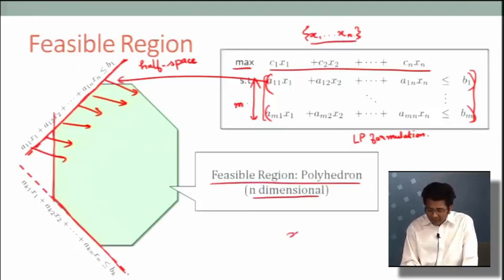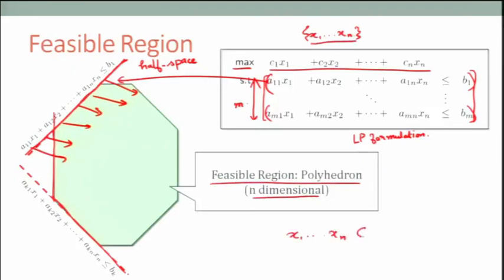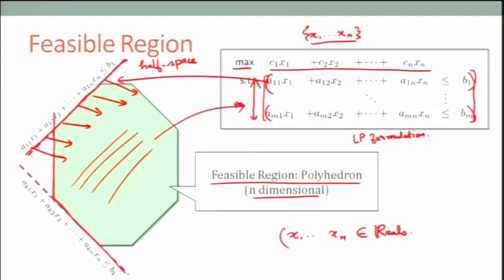And there is an implicit assumption which we haven't stated so far, but we have just made it, that x1 to xn are real valued variables. What that means is every point in the feasible region is a possible solution to the linear program. And therefore, x1 to xn have been implicitly assumed to be real valued variables.